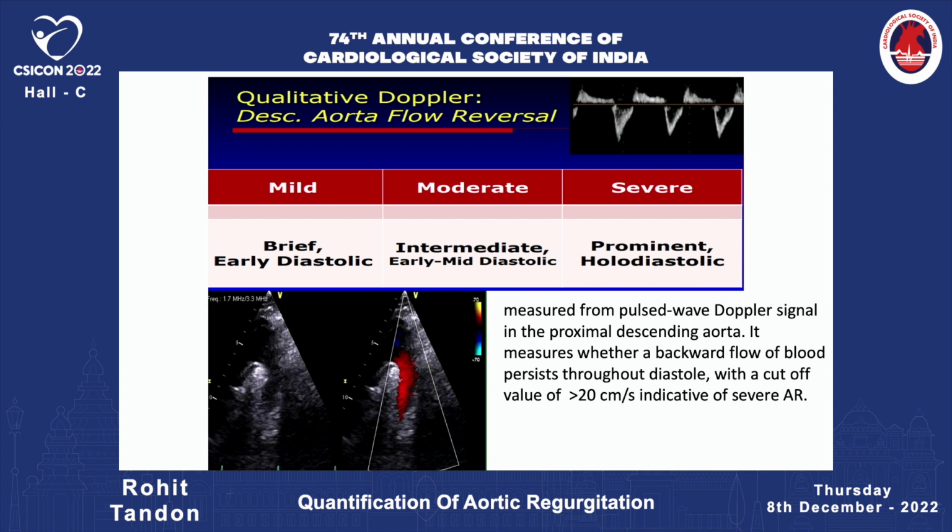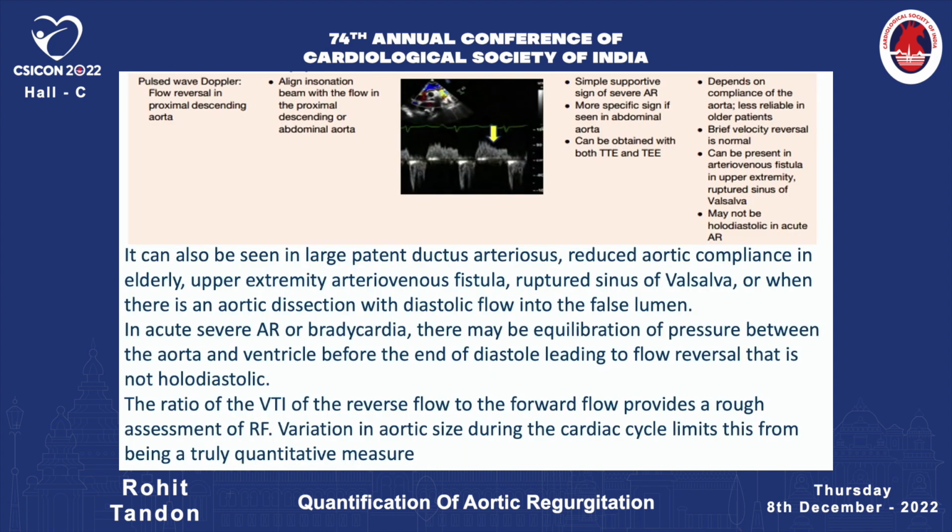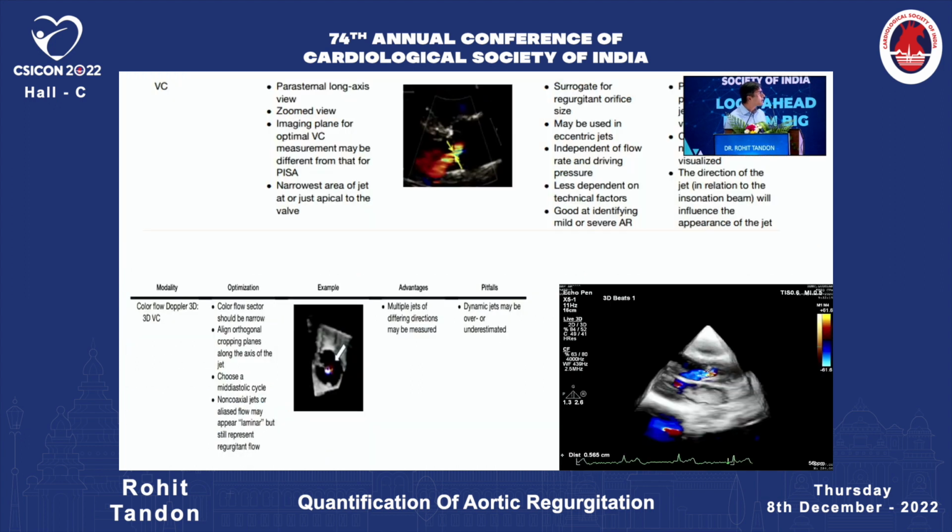And then the Doppler signal we can see. But the differential is that this same flow can be seen in large PDA or reduced aortic compliance in the elderly, or any AV fistula, RSOV, or when there is aortic dissection with diastolic flow in the false lumen. So this is a surrogate parameter, but a good parameter.